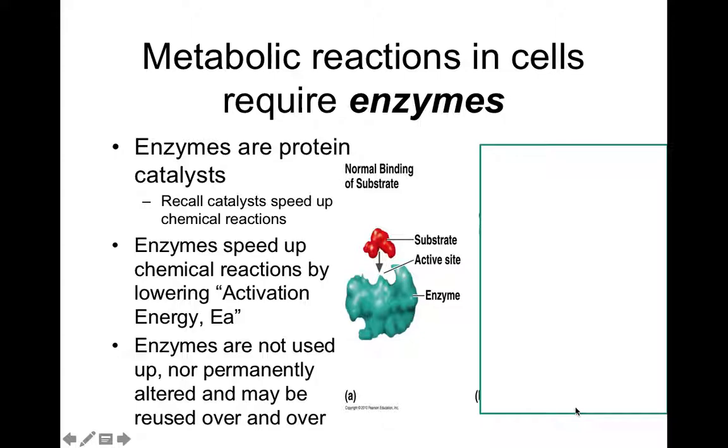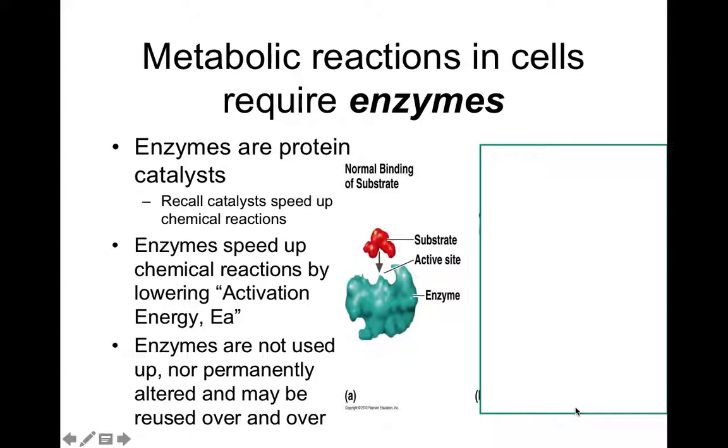So when we're talking about speeding up a chemical reaction, I think we're going to use the term reaction rate. And reaction rate is the number of products, end products per unit time. So let's say number of products per second. So when we talk about speeding up chemical reactions, we're talking about increasing the reaction rates. We're going to make more end products per second using our enzymes or organic catalysts.